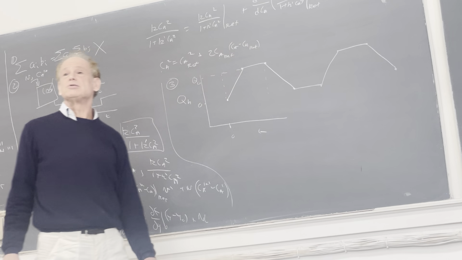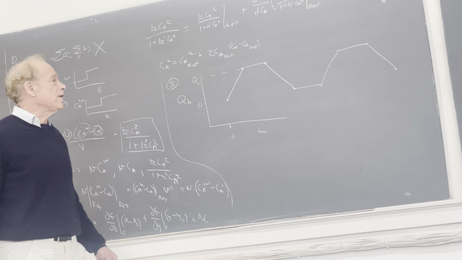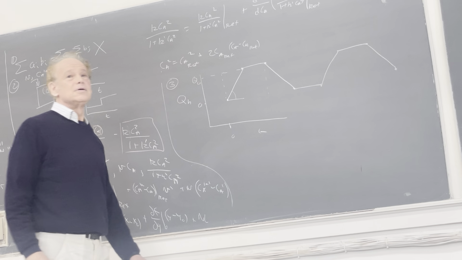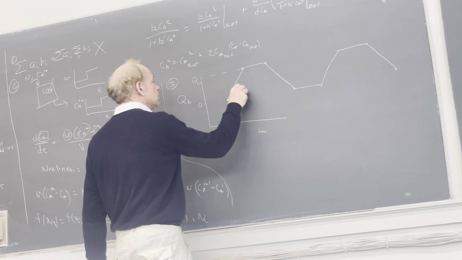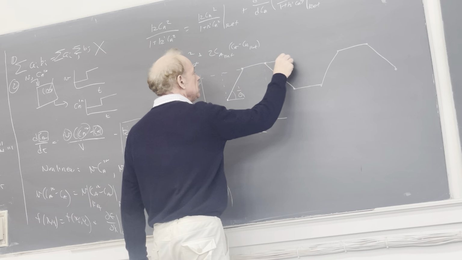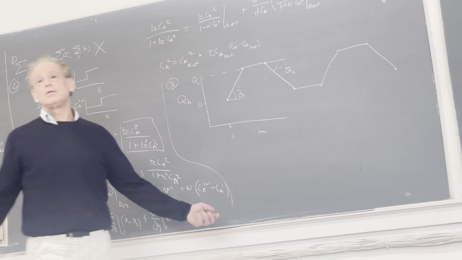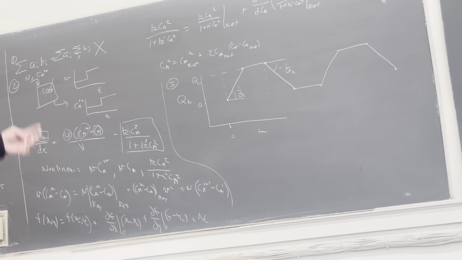I'm just graphing this, but this is what you were given in equations. And the slope of this was 1 over theta 1. And the slope here was minus 1 over theta 2. That was given. So this is just graphing. I just graphed it.